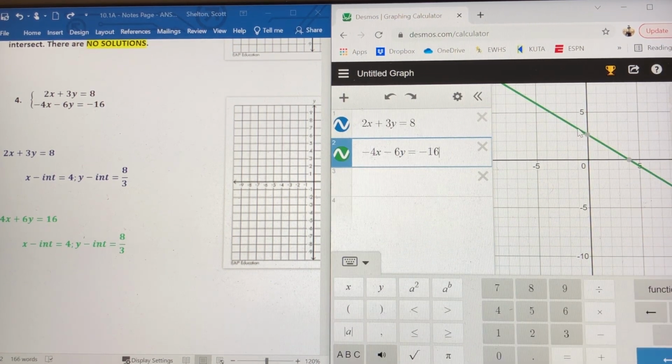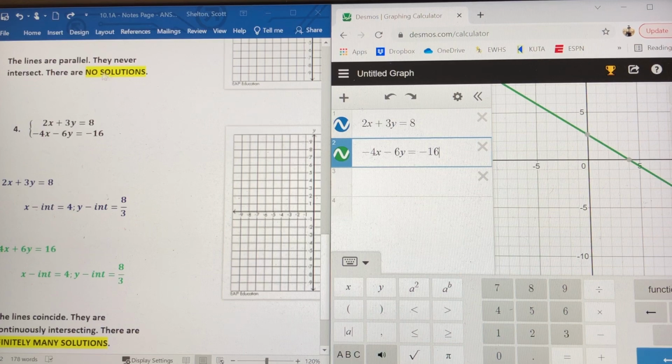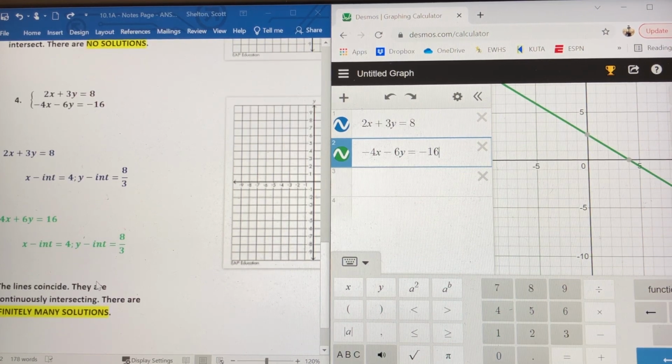Notice how that turned green when I clicked on this equation. If I click back up here, the line goes blue again. So those lines are the same. These equations are the same. So what we say is those lines coincide, because they're the same line, blue or green. They are continuously intersecting, and therefore we say there are infinitely many solutions. Infinitely many solutions for a system where the lines end up being the same. So that's the two special types of solutions you could have: no solutions for number 3, infinitely many solutions for number 4.